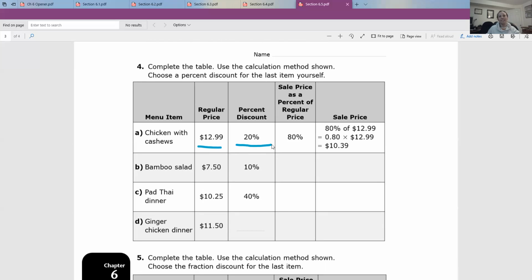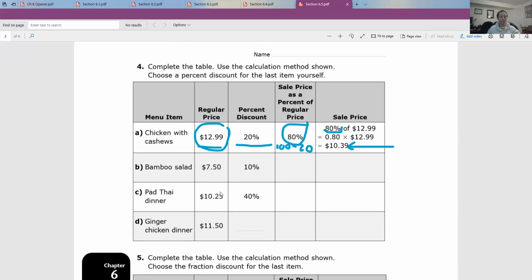If the discount is 20%, that means you're paying for 80%. So 100% minus 20% gives you 80%. So 100% minus this number gives you the remaining one. To calculate the sale price, take the regular price and times it by 80%. But when we calculate things with a percent sign, you have to write them as a decimal. So 80% becomes 0.8. So take 0.8 and times it by the regular price. This gives you the sale price. Your answer is the sale price. So something that's $12.99 with 20% off, you're paying $10.39.